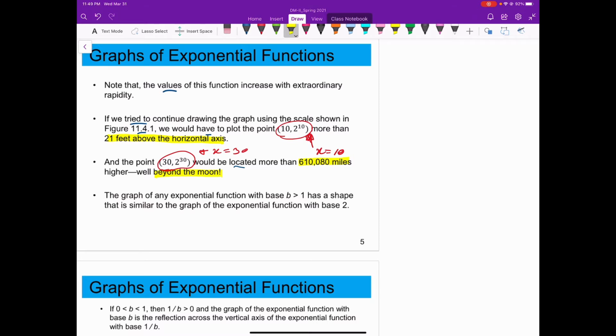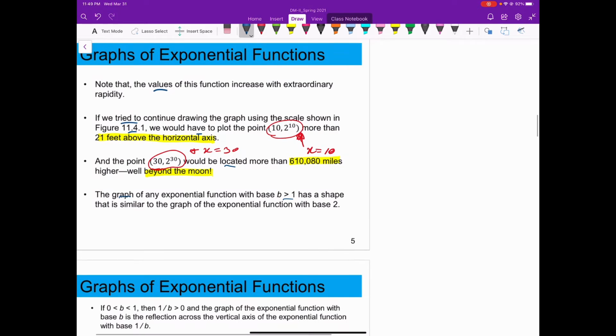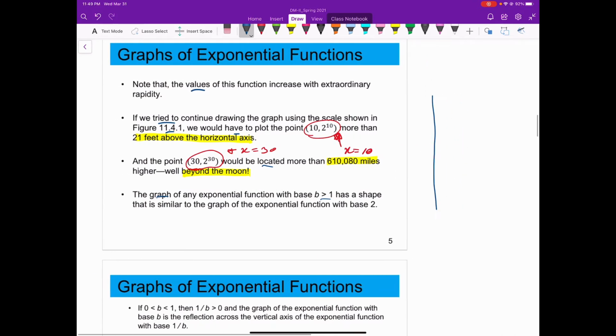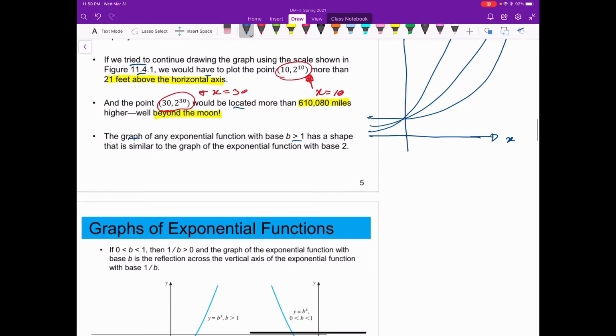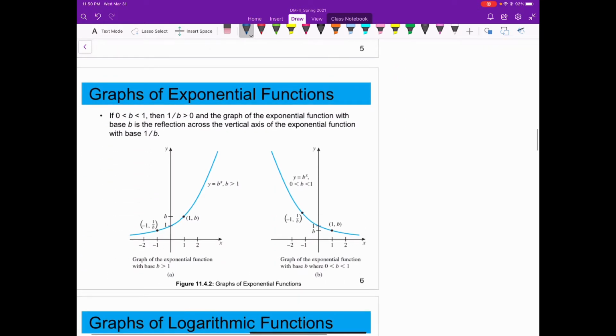Those are the exponential functions. Those are the bad behaviors of exponential functions. The graph of an exponential function with base greater than 1 has a shape that is similar to the graph of the exponential function with base 2. Normally the shape is always the same for all the exponential functions where b is greater than 1. Same rapidly increasing shape. All right, so keep that in mind. Go to the next slide.